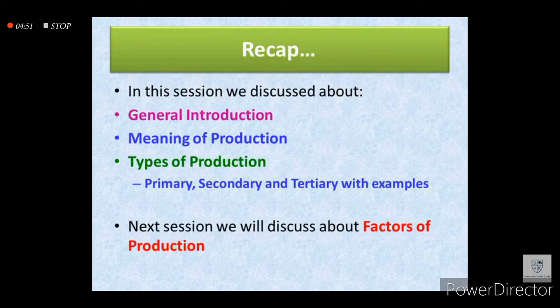Manufacturing of cars, clothing, chemicals, engineering, and buildings are all examples of the secondary sector. Tertiary production is known as services which are not visibly rendered by teachers, doctors, etc. to the economy. Banking, insurance, education, health and defense are examples of service sectors. So in the next session, we will learn about the factors of production.